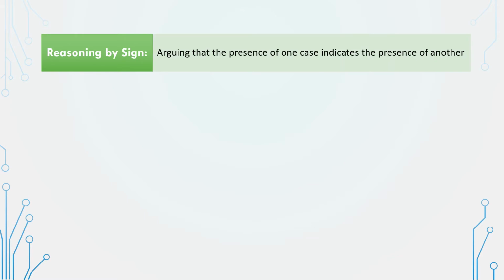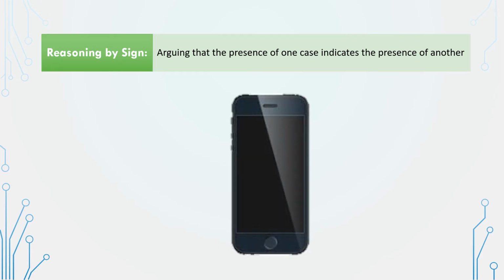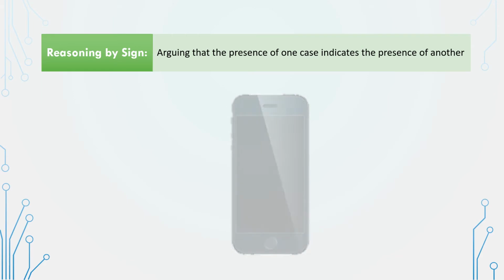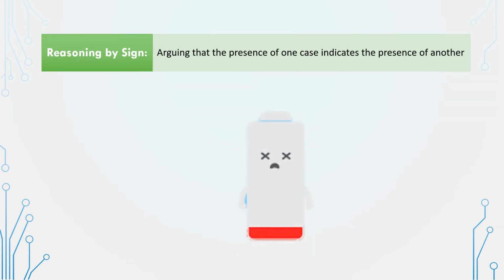The second form of reasoning we'll discuss is reasoning by sign. Reasoning by sign argues that the presence of one case indicates the presence of another. For example, your cell phone suddenly being unresponsive and not turning on would be a sign that your battery has died. So the presence of a black, non-responsive screen would indicate or signal the presence of the case of a dead battery.